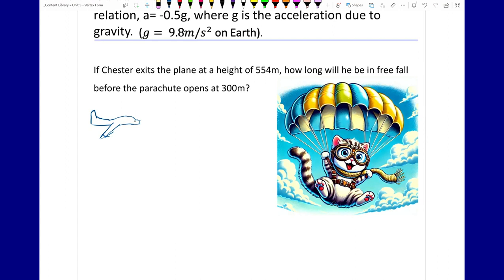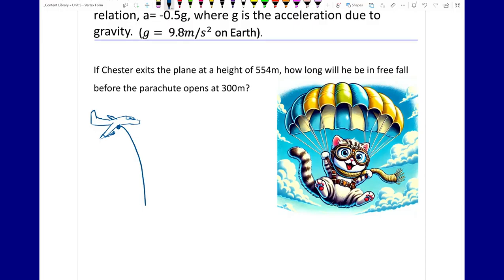Maybe we'll add a little engine to it. So he's in an airplane and he's going to jump out. If he jumps out of the airplane, he's going to basically fall down, right? So we kind of have half of our parabola here. We do know what the height is, right?